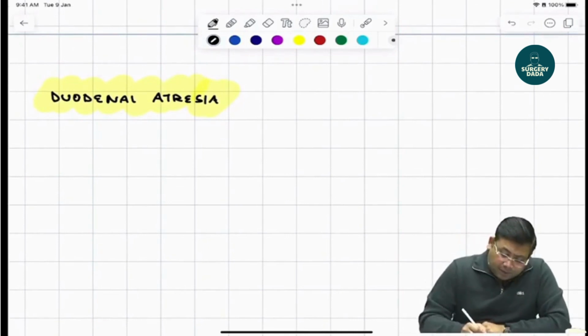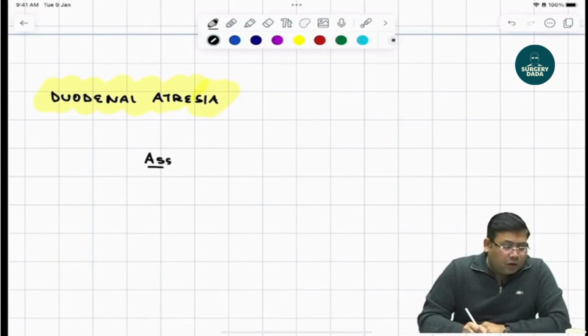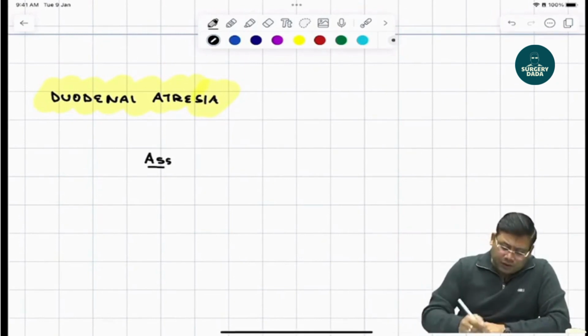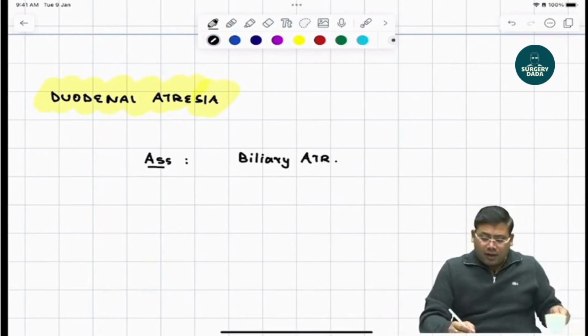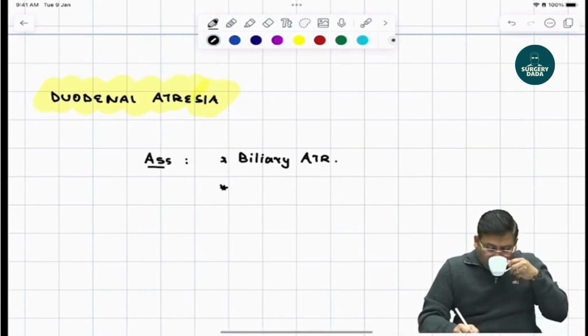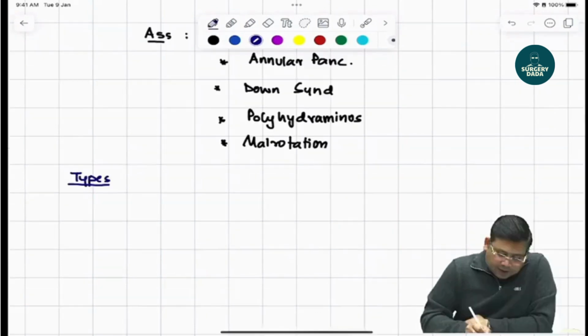Let us understand the associations. What are the classical associations? It is associated with biliary atresia. The next is annular pancreas. It may be associated.